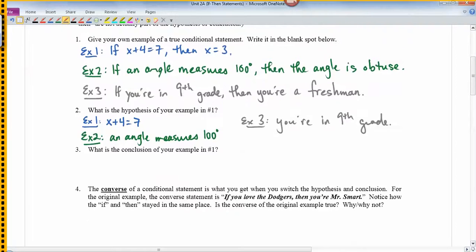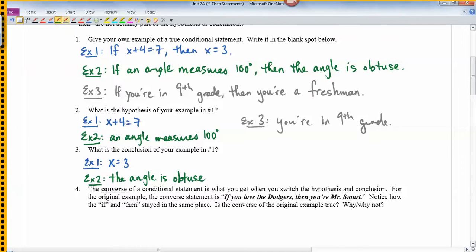Okay. In number 3, it says, what's the conclusion of each of these? All right. So in example 1, it's the part that comes right after the then. So in example 1, it's then x equals 3, so it's just x equals 3. And in 2, it's the angle is obtuse. And in example 3, let's see, what is it? It's you're a freshman. Okay. So there's how hypotheses and conclusions work.